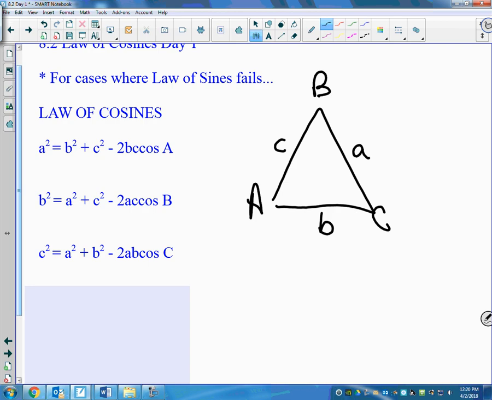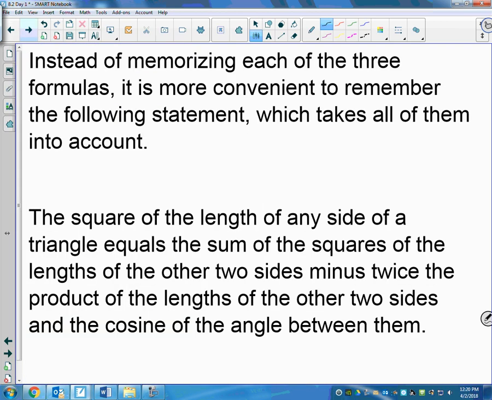I don't know that you need to memorize all three. You just need to know what goes together. And so your book says, instead of memorizing each of the three formulas, it is more convenient to remember the following statement, which just puts it into words. The square of the length of any side is equal to the sum of the squares of the lengths of the other two sides minus twice the product of the lengths of the other two sides and the cosine of the angle between them. And I promise once you do this a few times, it's not so bad.